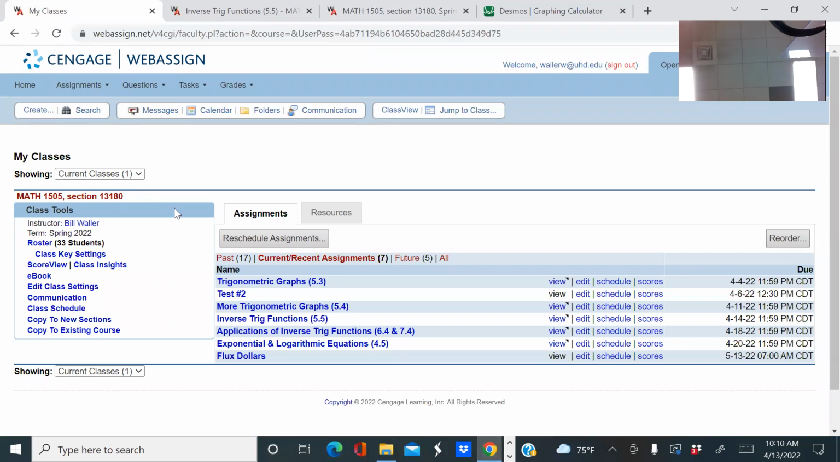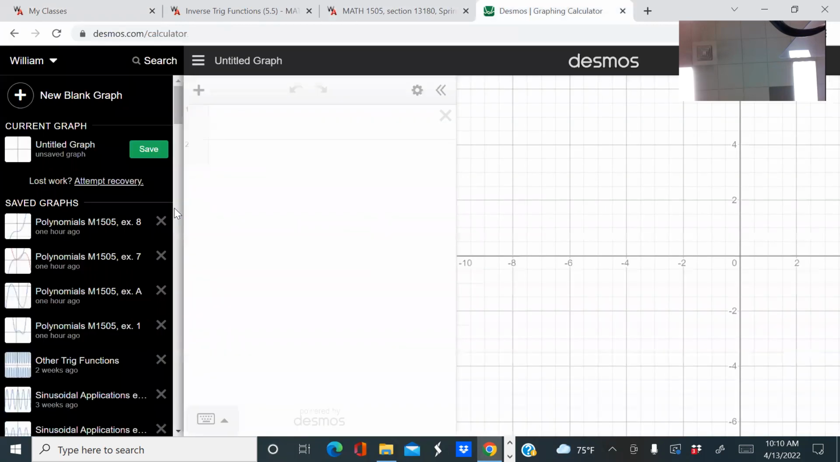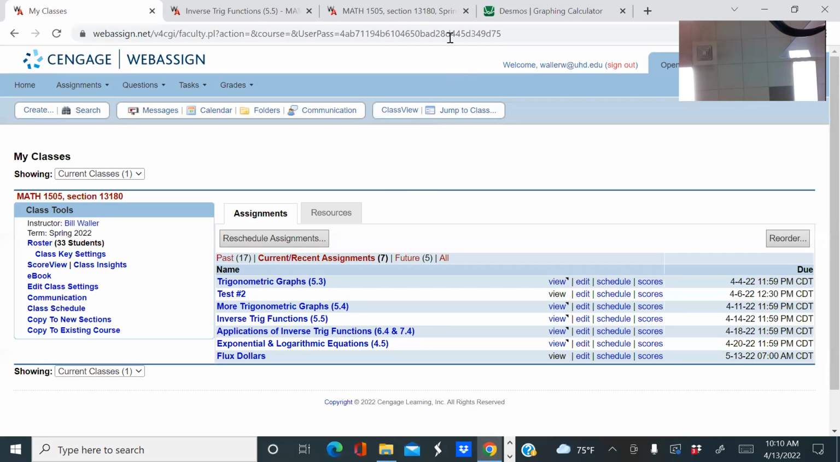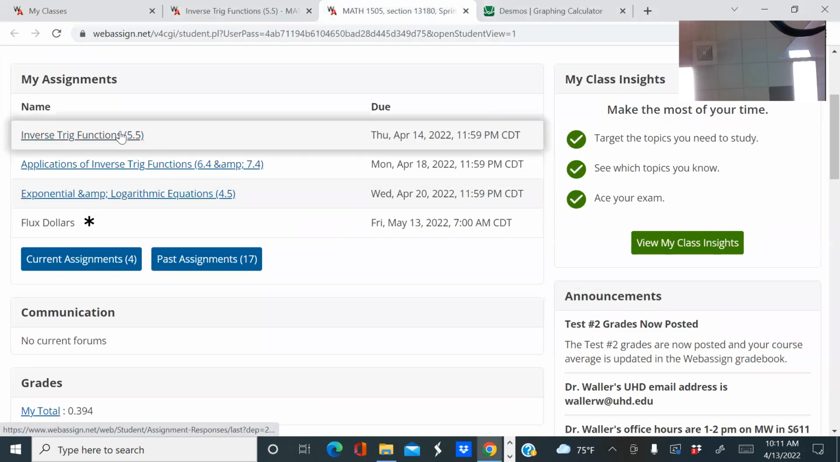If I can find the right screen here. Not that one. I thought I had it there. Did I close it? What did I do with that? This thing is getting in my way is part of the problem there. That's the calculator. Oh, well, we can just reopen it there.